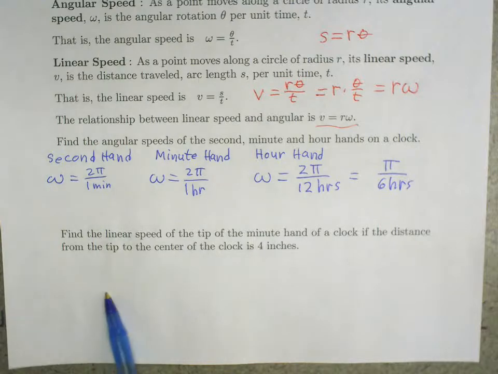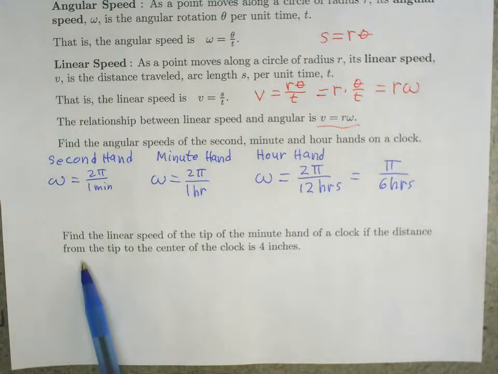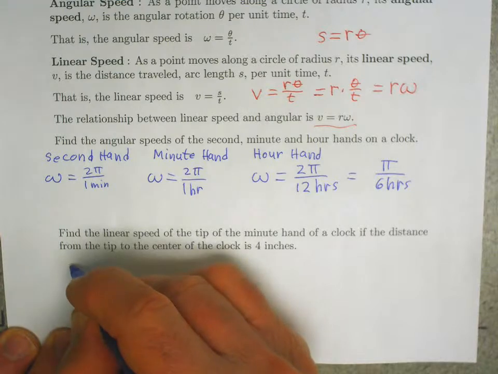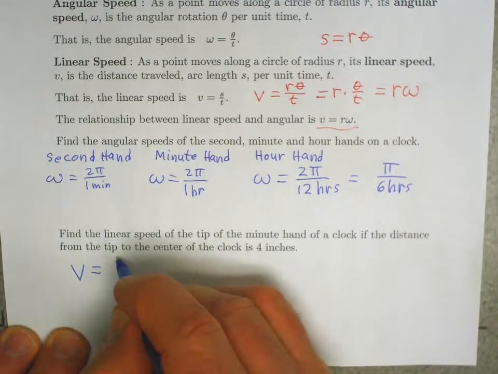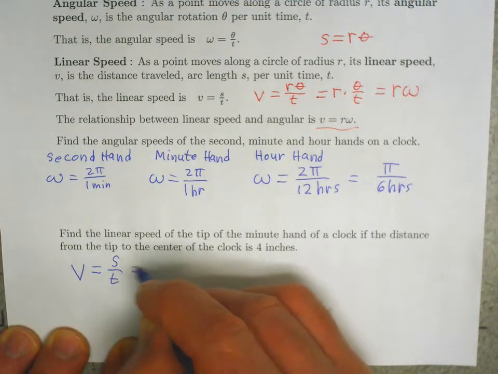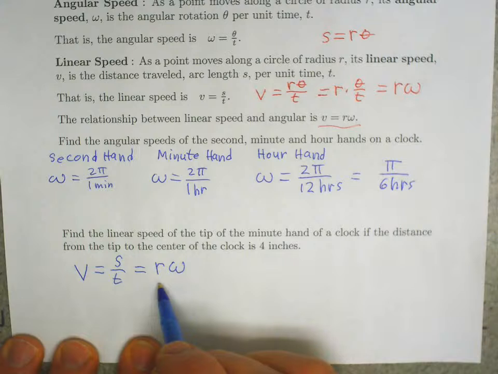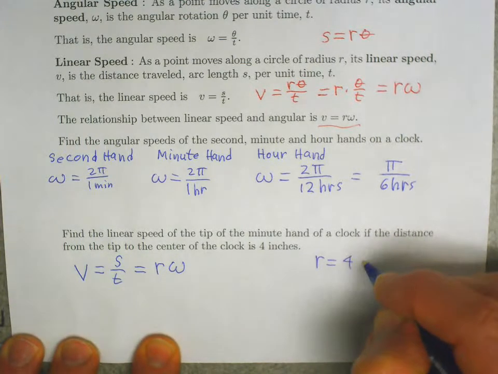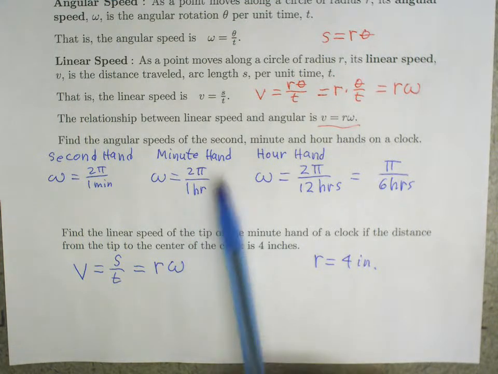Okay, let's try this. Find the linear speed of the tip of the minute hand of a clock if the distance from the tip to the center of the clock is 4 inches. Okay, so the velocity is the arc length s divided by t, but we can also write this as the radius multiplied by the angular speed. Well, this formula, v equals r times omega, might be easier, even though the other one works. We're given that r is 4 inches. And we just need to know what the angular velocity of the minute hand is. Well, we found that to be 2 pi radians per hour.